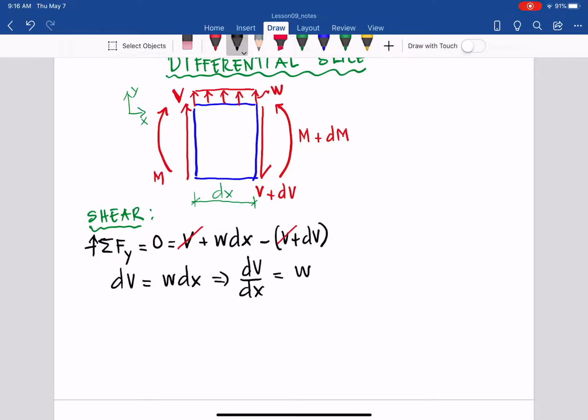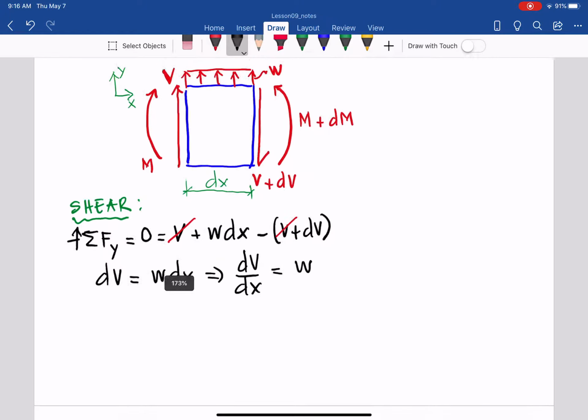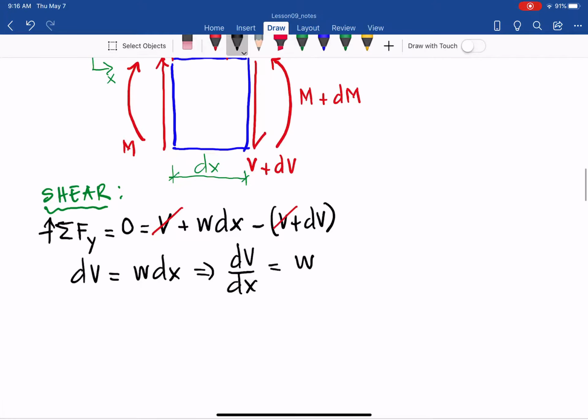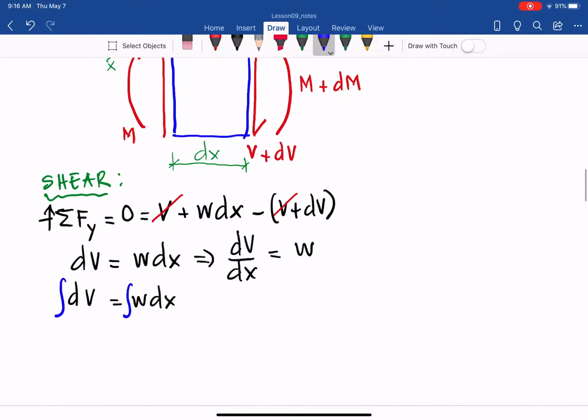And then, if we continue with dV over dx equal to w, I take the integral on both sides. I can also have dV equal to w dx, and let's take the integral of both sides. So what do I have on the left side? It will be equal to delta V, the change in the shear.